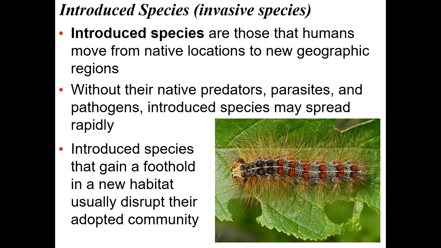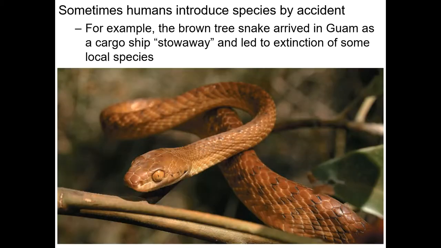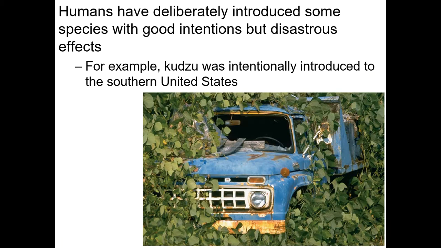And while it does that, it destroys other species because the native ones can't compete with it as well, because they do have native predators and native parasites and native pathogens. So these introduced species can be a big problem. Here's an example. The brown tree snake arrived in Guam as a stowaway on ships, and it led to the extinction of many local species. Another example is kudzu, which was actually intentionally introduced into the southern United States.